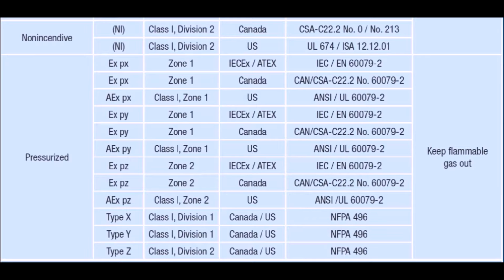Next we have pressurized, EXPX or AEXPX, Type X, and Type Y. Those are good for Class 1 Zone 1s. Type Z is only good for Class 1 Division 2. Each of these keep the flames out.